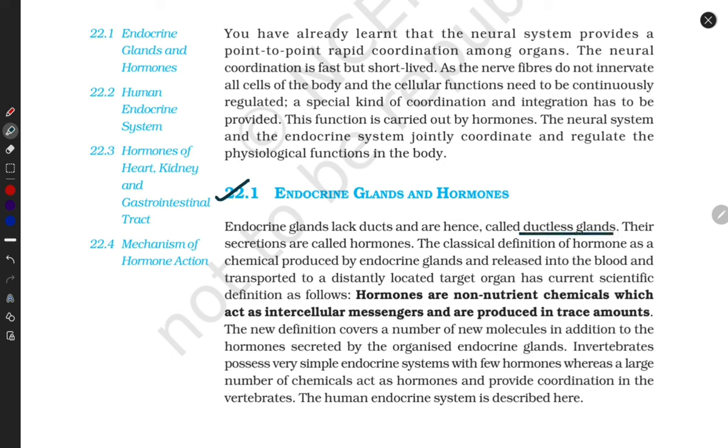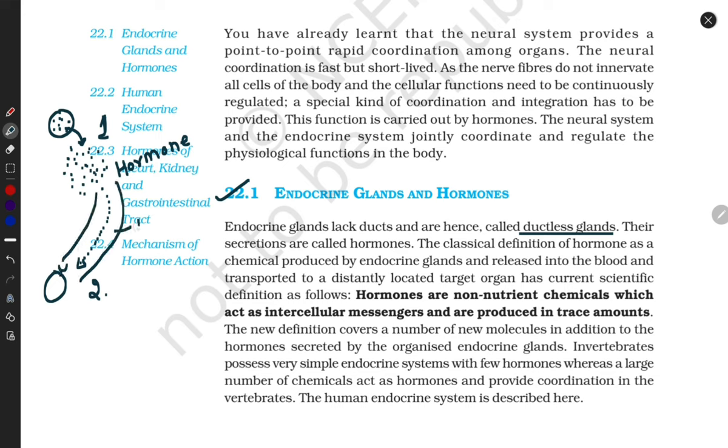Now listen to me. This is the first organ, and this is the second organ. This organ's gland secretes chemicals that we call hormones. This hormone reaches one organ from another by traveling through blood vessels, not through any kind of tube or duct.